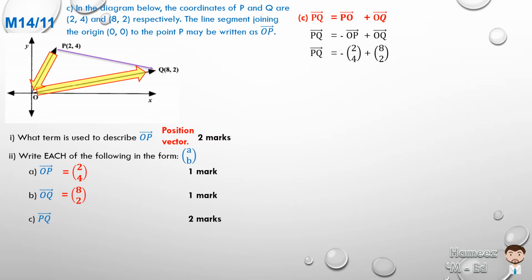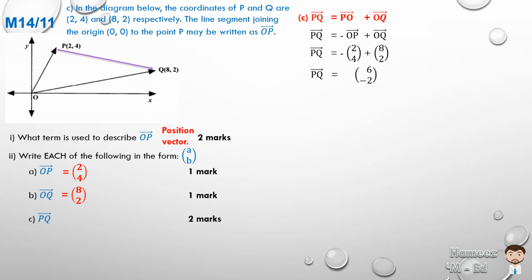Minus 2 plus 8, if we work out the x values, will give us 6. And the y values, minus 4 plus 2, will be minus 2. So PQ is (6, -2). And if we think about it, that means to say that if we start at P and we want to head to Q, we must move 6 units to the right and then 2 units downwards.